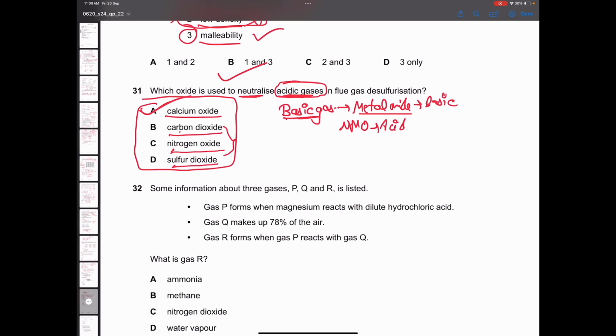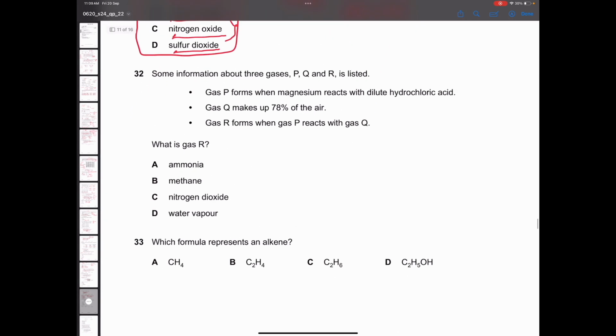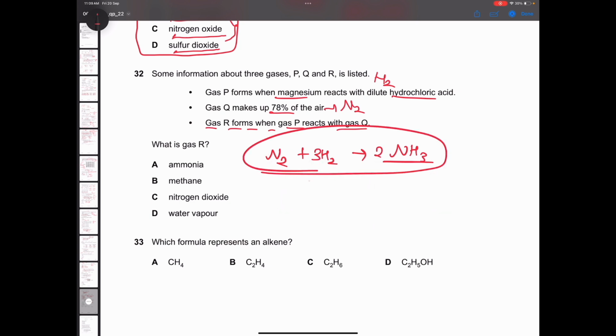Next question. Some information about three gases. Gas P forms when magnesium reacts with acid. We know that when a metal reacts with acid, hydrogen gas is formed. Gas Q makes up 78% of air, this is nitrogen. Gas R forms when gas P combines with gas Q. So they're saying that when N2 combines with H2, a new gas is formed. We know that this is the equation N2 plus 3H2 gives 2NH3. This is the equation that is given under the Haber process.